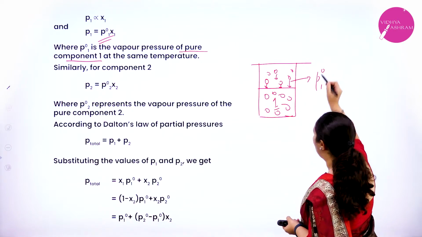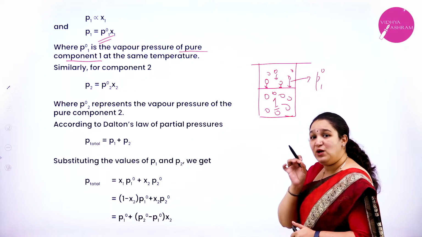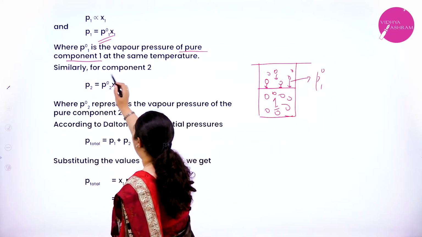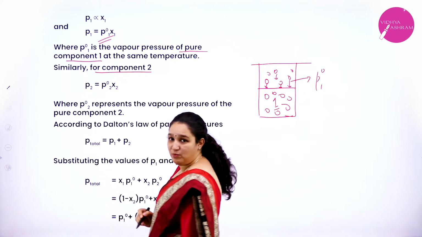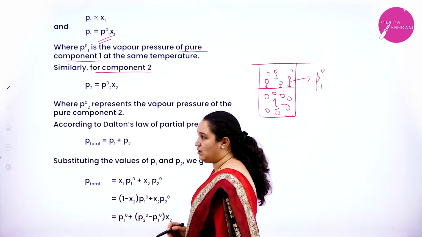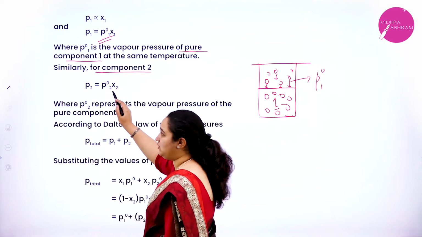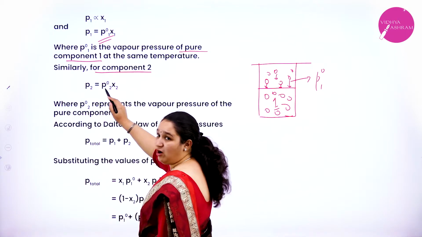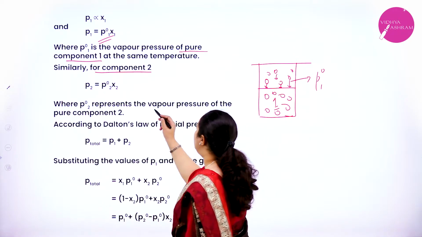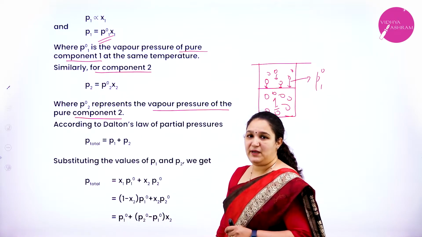So if I put this naught above, then it is the vapor pressure of the pure component. Is it clear? Similarly, if I put the same relation for component 2, I'll get P2 is equal to P2 naught by X2. This is the partial pressure of component 2, the mole fraction of component 2, and the vapor pressure of the pure component 2. So P2 naught represents the vapor pressure of the pure component, and of course everything should be at the same temperature.